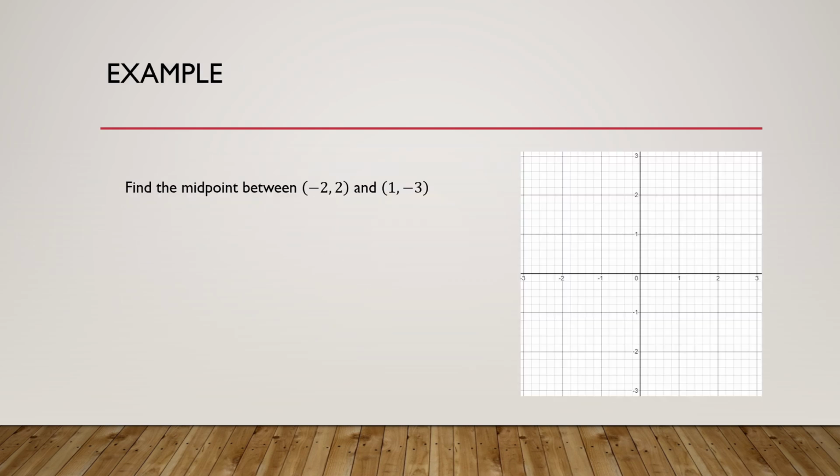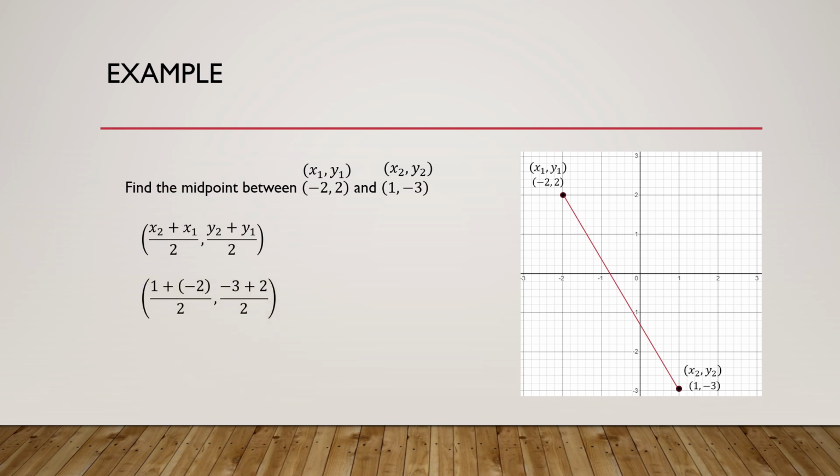For example, find the midpoint between (-2, 2) and (1, -3). We start with the midpoint equations, then establish (-2, 2) as (x1, y1), and (1, -3) as (x2, y2), and fill in the equations with the appropriate numbers. 1 plus -2 over 2 is -1/2. -3 plus 2 over 2 is -1/2. Therefore, the midpoint is (-1/2, -1/2).